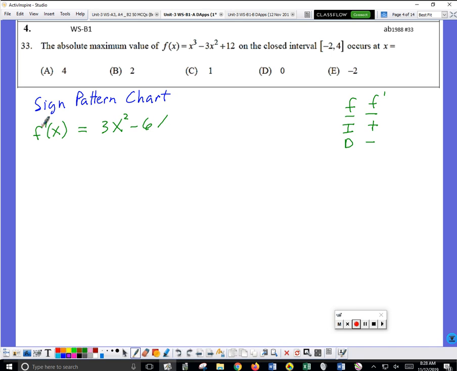To make a sign pattern chart, we prefer to have whatever we're charting as factored as possible. So I'm going to factor this. Pull out a 3x, and that leaves x minus 2.